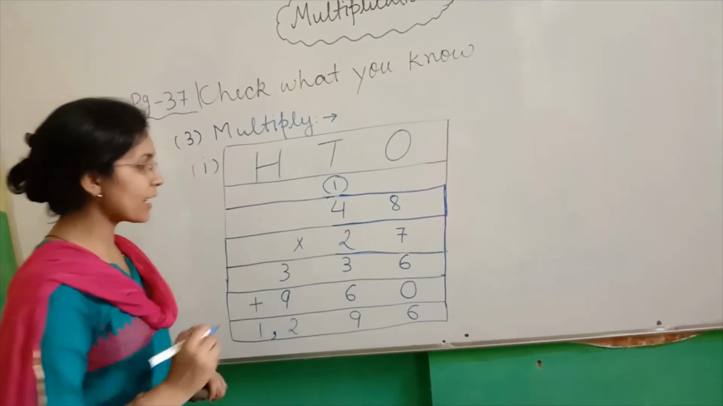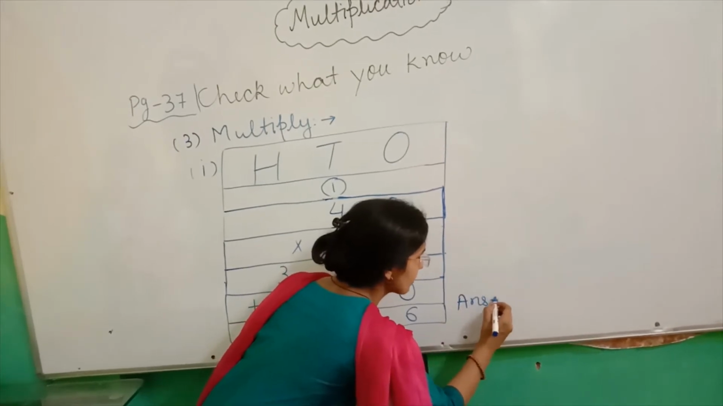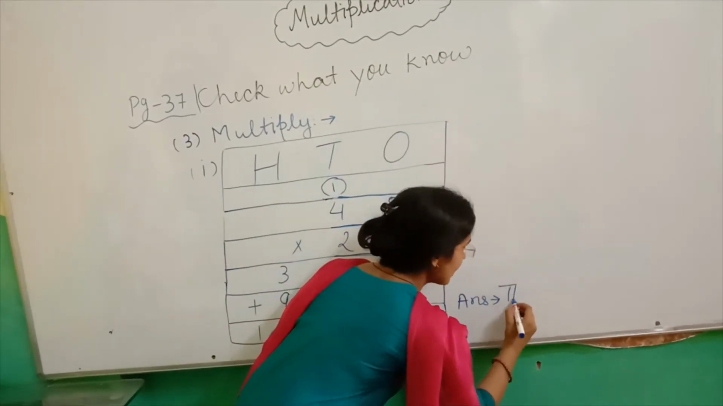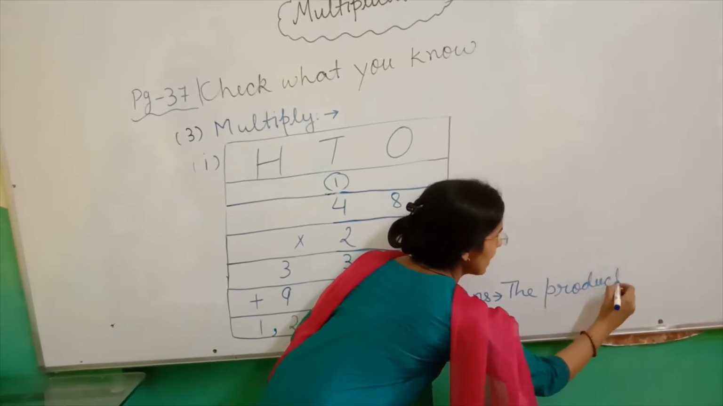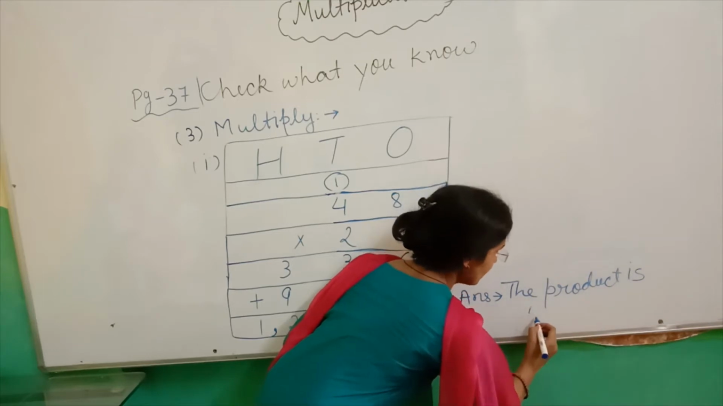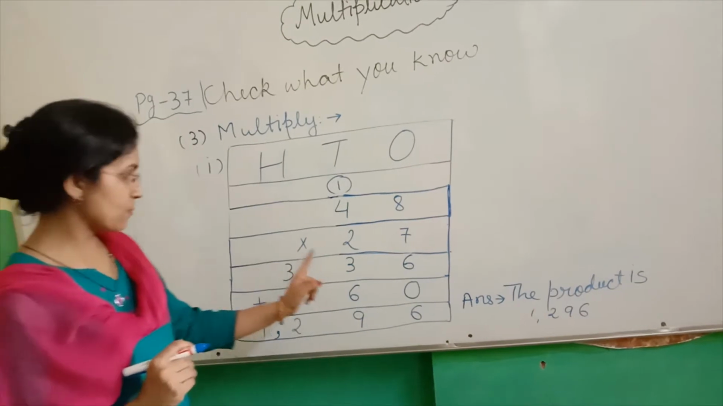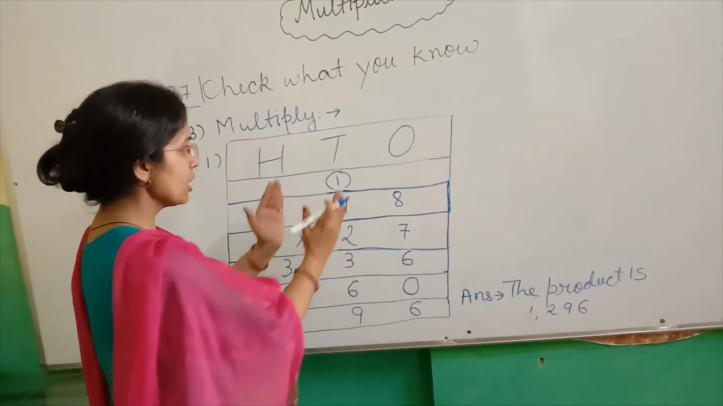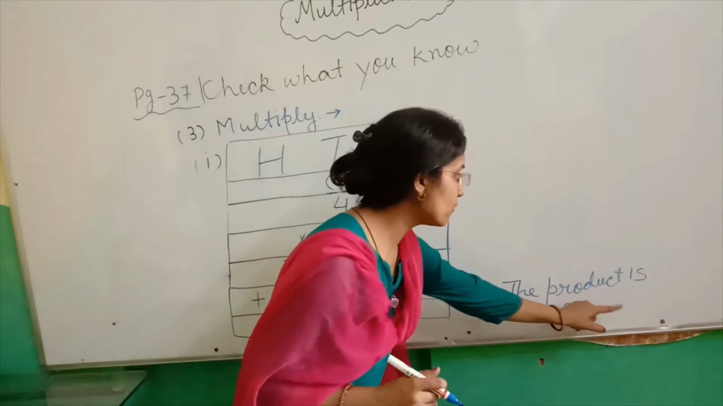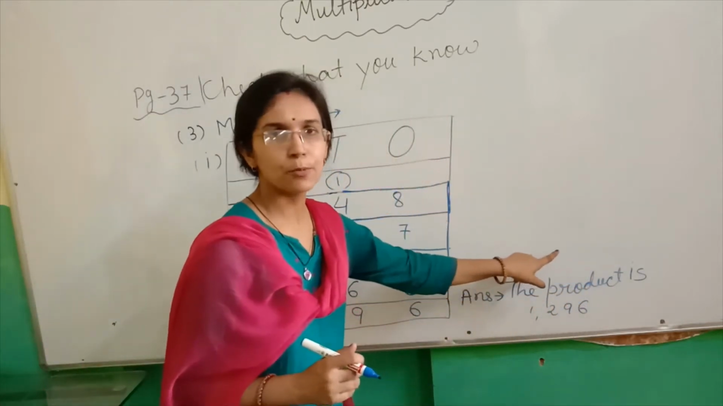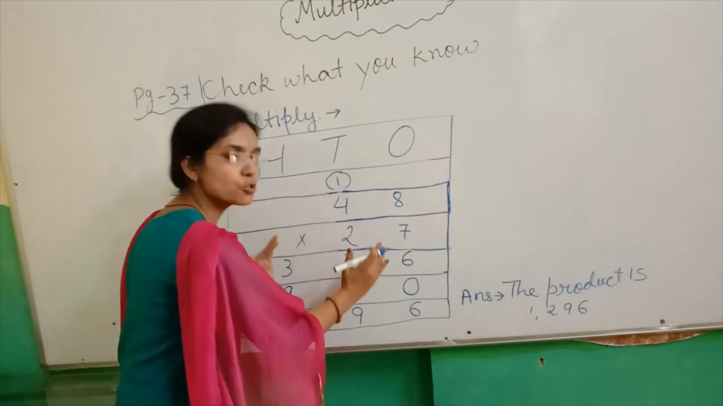Whenever you finish your answer, you will always write down the answer statement. And the product is 1296. I have explained how to multiply a two-digit number with a two-digit number. Whenever we write down the final answer, we will always write down the product. And please pay attention to how to write down all the numbers according to your place.